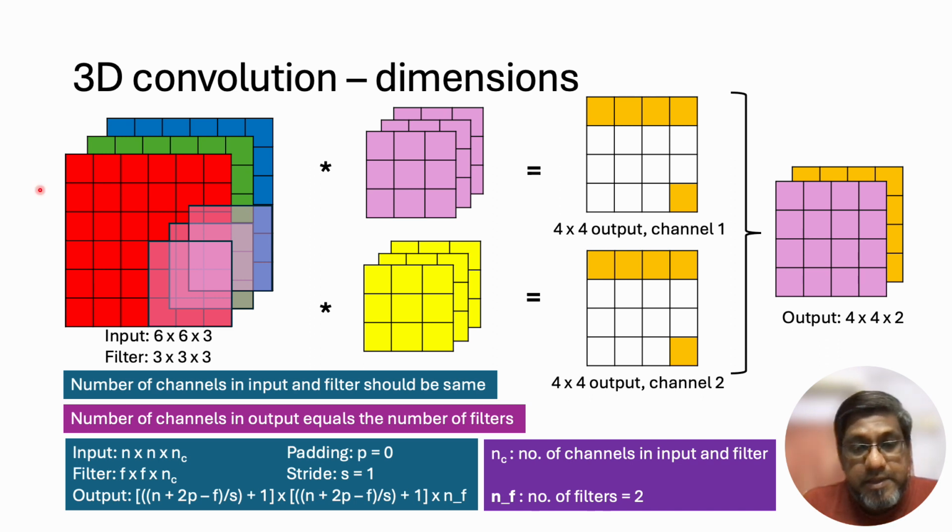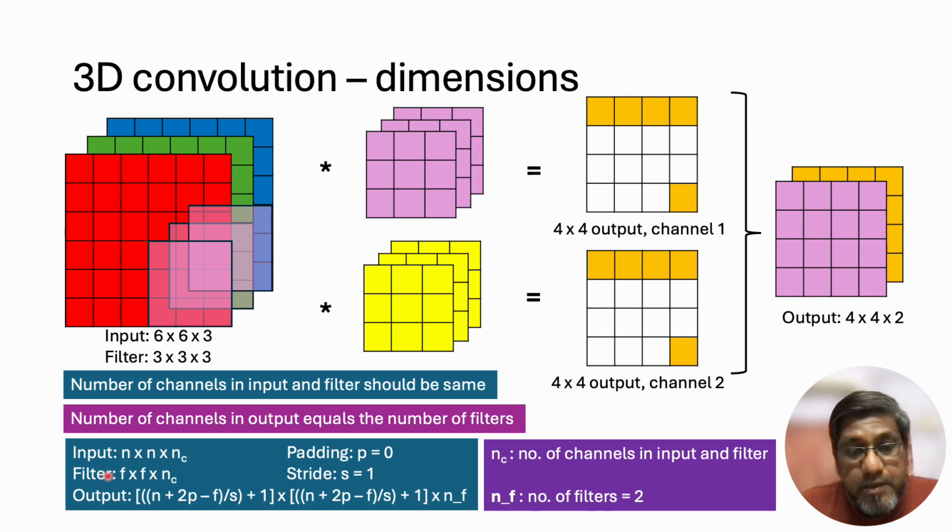So let us give some notation to each of these parameters. Let's say the dimensions of the input, which we have used as 6 by 6, let's call the dimension n by n. So the width and height are denoted as n, and the number of channels in the input, which is 3 in this illustration, we'll denote that as n sub c.